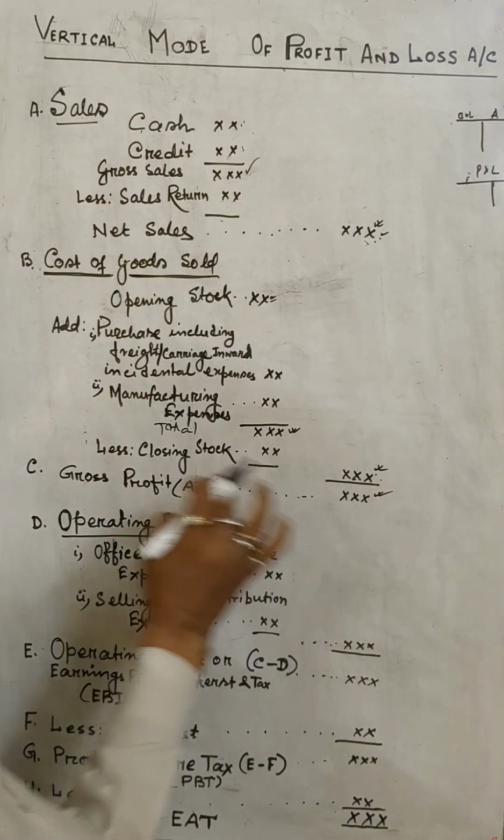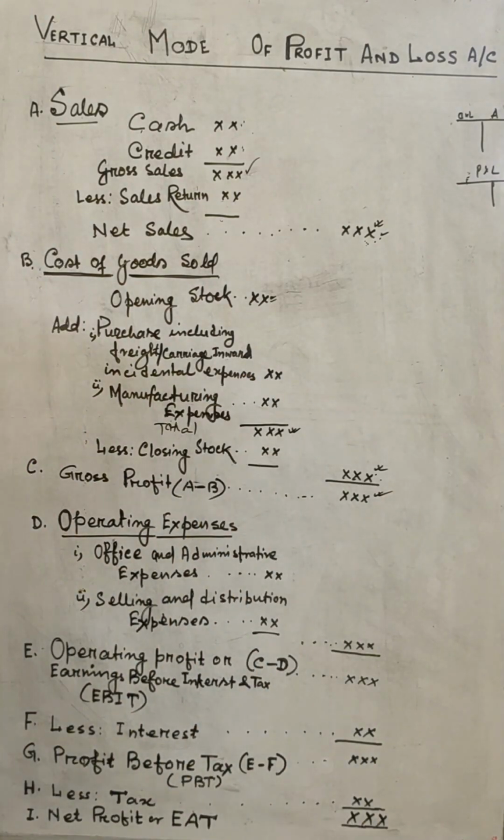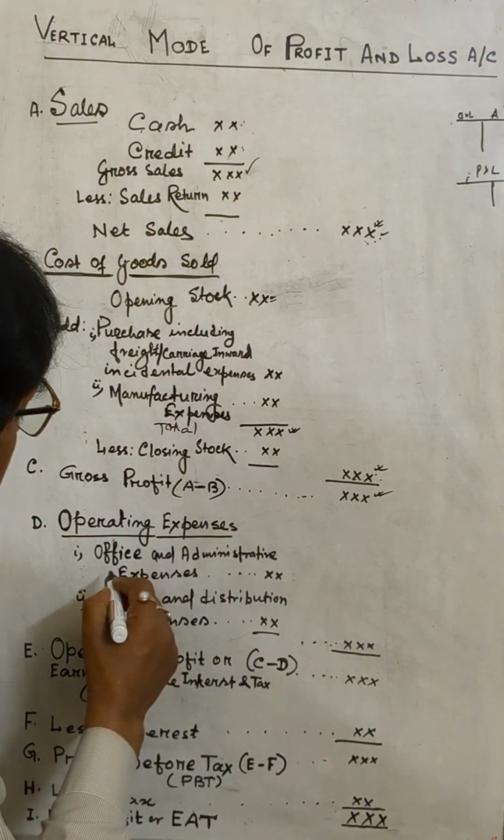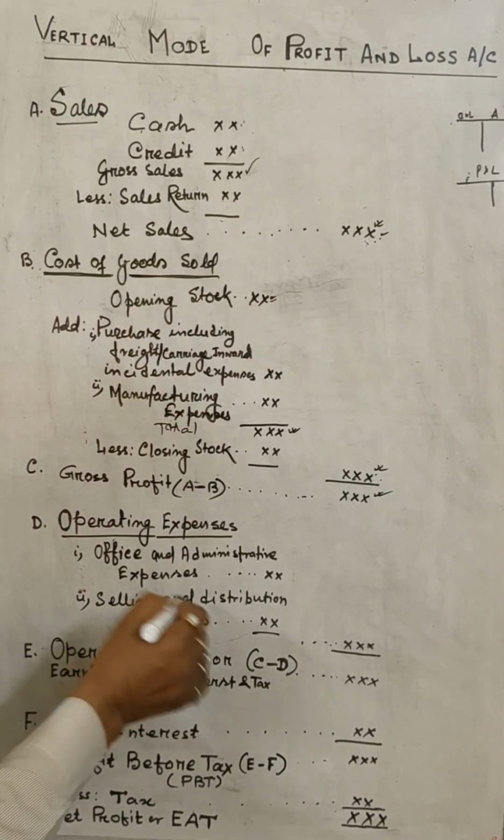Okay, now next one. We're coming to the operating expenses. This consists of two types of costs, mainly office and administrative expenses, and selling and distribution expenses.